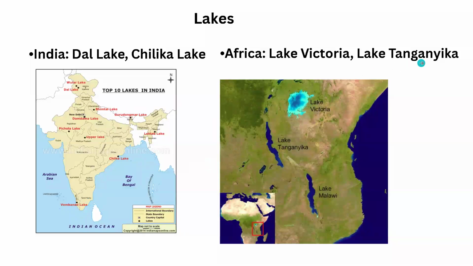Okay. Then in Africa, when we are comparing, we also have Lake Victoria and then Lake Tanganyika here. These are the two important lakes in Africa. Okay. I think you can remember now: Dal Lake, Chilka Lake, Lake Victoria, Lake Tanganyika.